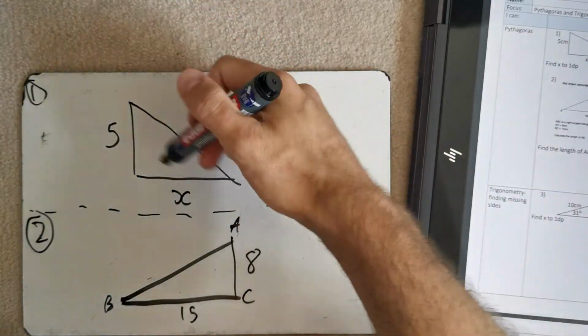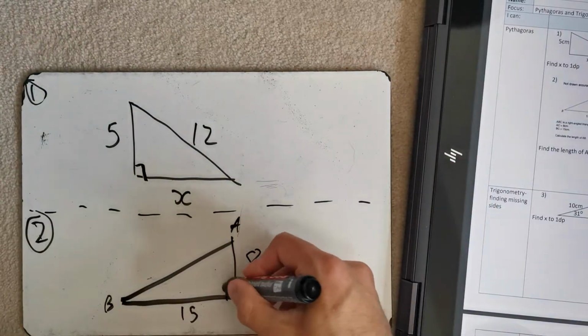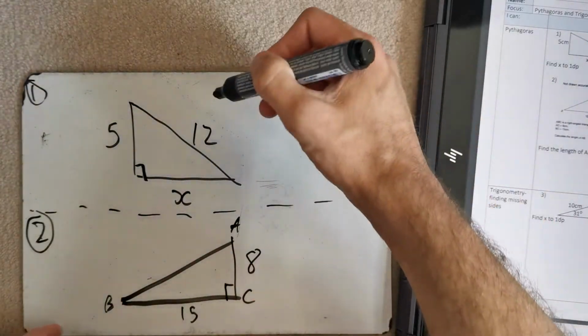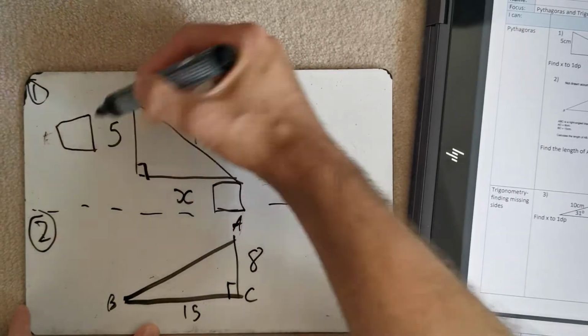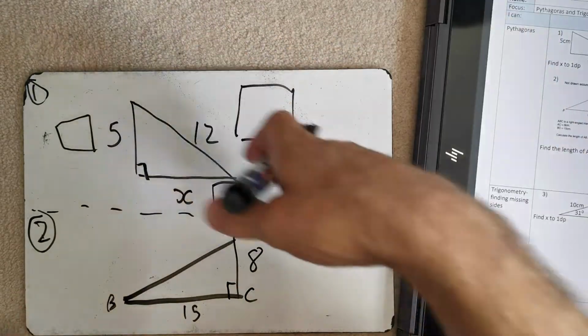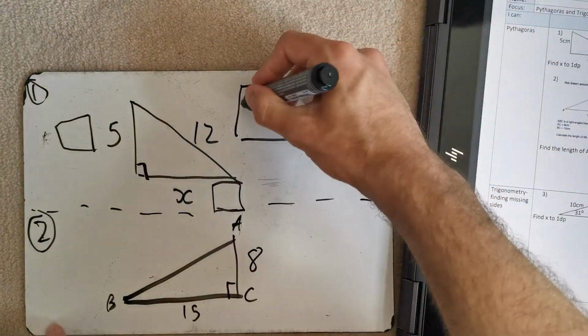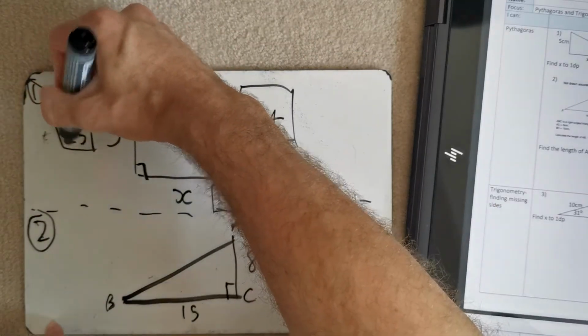Okay, this is the longest side, so that's the hypotenuse. Remember, it always has to be with right angle triangles as well. So we're going to have a square there, a square there, and a square on this one. This one's the biggest square because it's the longest side. Square the 12, you get 144. Square the 5, you get 25.